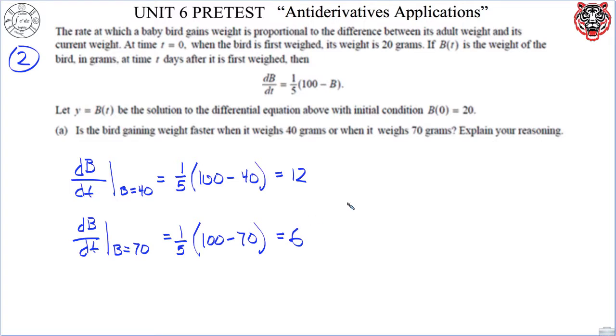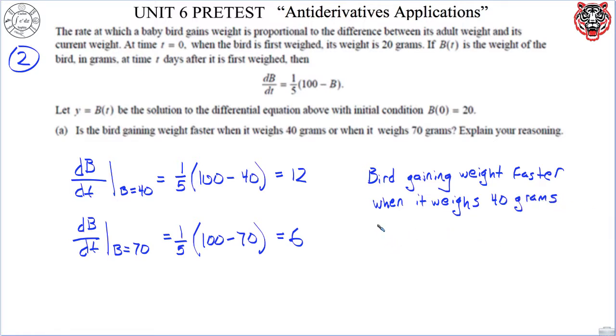So you can just write it out in words too. You can say bird gaining weight faster. What do we want to say here? When it weighs 40 grams.